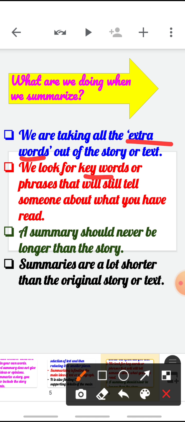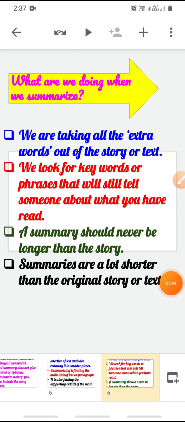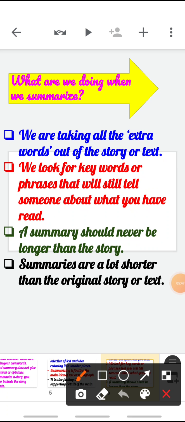Then we look for keywords or phrases that will still tell someone about what you have read. So what we do while summarizing, children, we look for keywords or phrases, that means to give a gist or to give the idea of what you have read. Now a summary should never be longer than the story. That means the summary which you are writing should not be longer than the story, because it will not be correct. Summary means you are reducing the length of the story. You are just telling the main points, main events of the story, right? Summaries are a lot shorter than the original story or text.